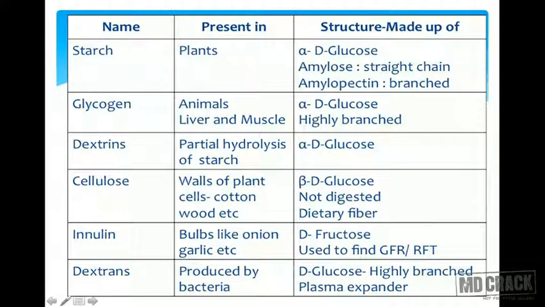Another important homopolysaccharide is inulin. It is present in bulbs like onion, garlic, etc. It is made up of exclusively D-fructose. It is used to find the glomerular filtration rate or the renal function test, different renal function tests.